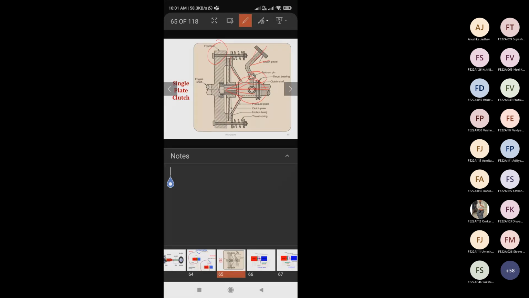As it is central, when it is moving in this direction, peripherally this pressure plate will move in this direction, right? Then your clutch will get disengaged, and when you release the clutch pedal, because of this thrust spring, your clutch will automatically engage again, right? That is how this single plate clutch works. All of you understood this? Yes. Okay.